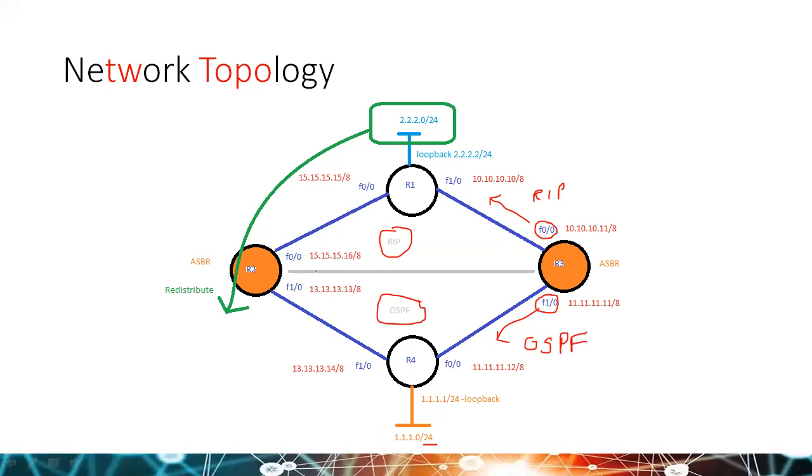Similarly, it holds true for R2 as well. R2 can reach 2.2.2.0 via RIP over this interface, and it can reach 1.1.1.1 via the south side interface. We haven't started with redistribution yet, so everything is working fine, but now there is a need to redistribute the 2.2.2.0 network into OSPF.